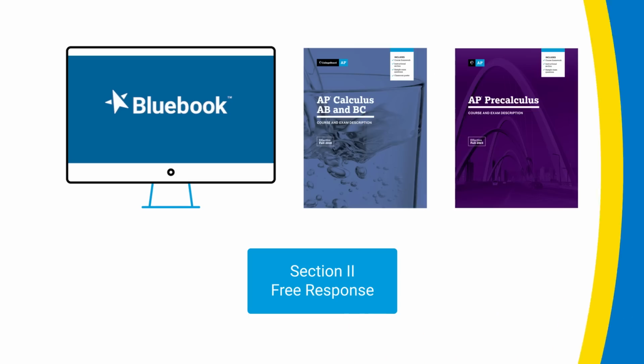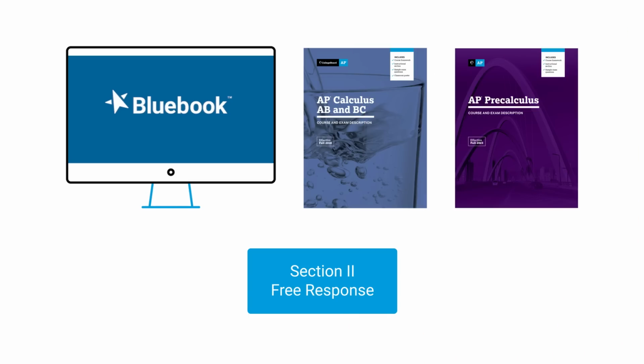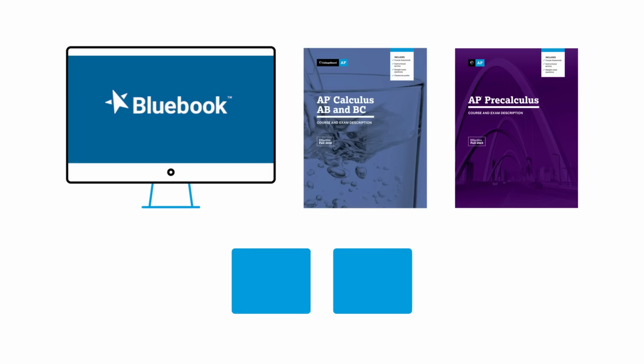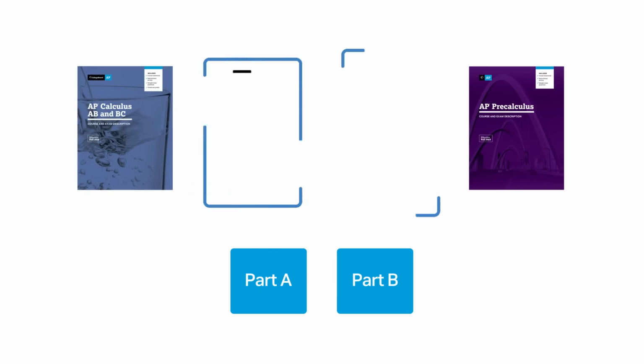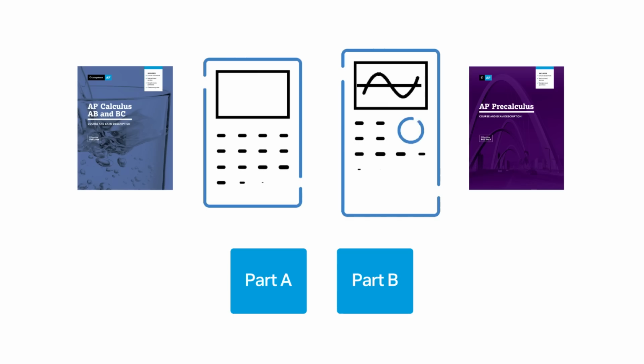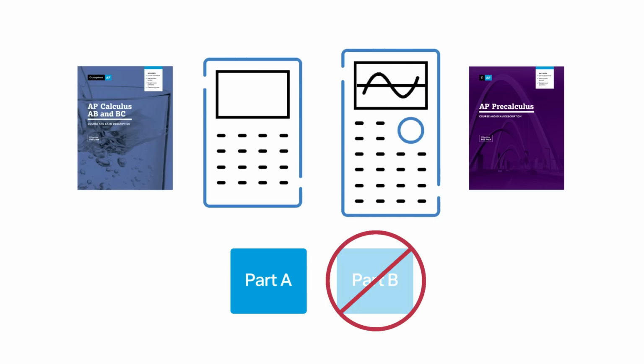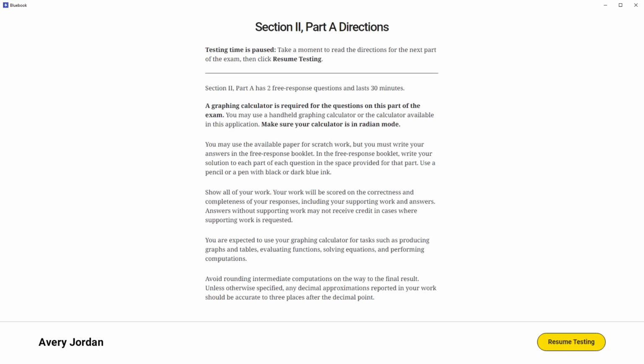For the AP Calculus AB, BC, and AP Pre-Calculus exams, Section 2 free response is divided into two separately timed parts, Part A and Part B. For all calculus and pre-calculus exams, calculators are allowed for Section 2 Part A, but prohibited for Section 2 Part B. Let's use AP Pre-Calculus as an example.